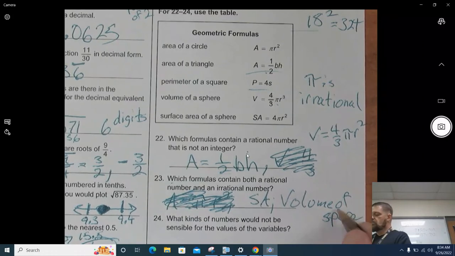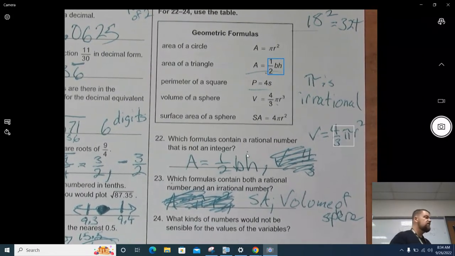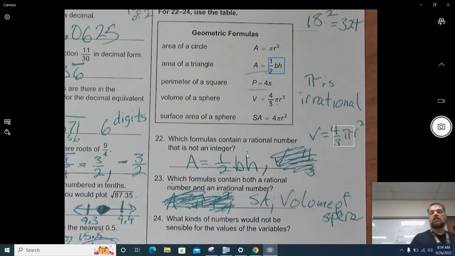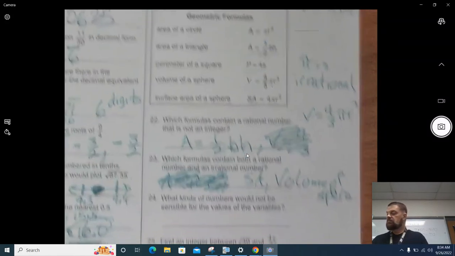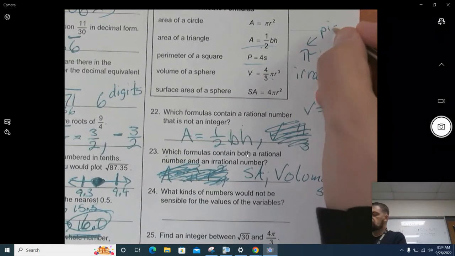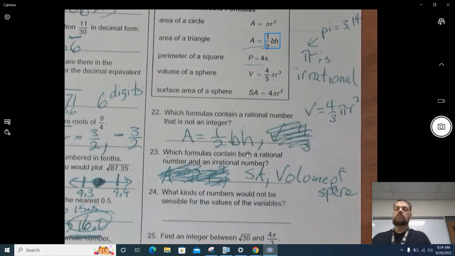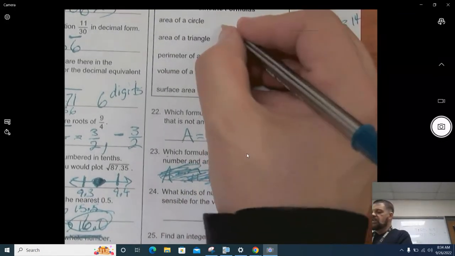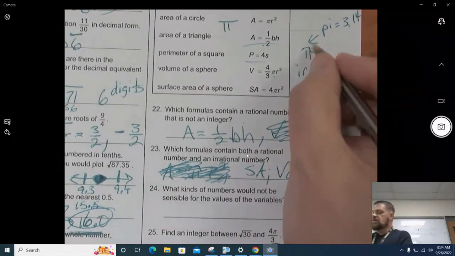Yes, do you have a question? Misspelled the word sphere. Sphere? What is that weird, like, smiley face? It's like upside down. That's pi. That's pi. This is pi. Well, you're probably used to seeing it like this, but technically it's written like this.